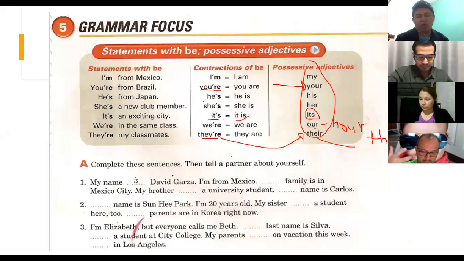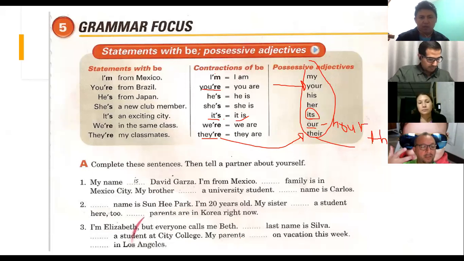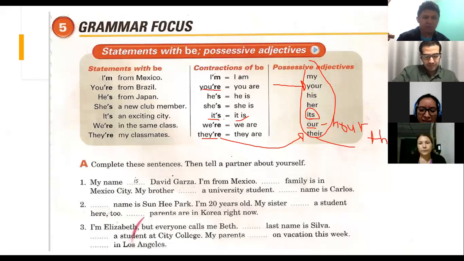All right, so everyone, welcome back. I'm going to be choosing a couple of you to help me with this. I'm going to be looking at my screen to get your names in here. So I'll be choosing a lady first. And if you allow me, it's going to be Mrs. Delia Umaña, please. Okay. Thank you. And go ahead, please. Okay, my name is David Garza. Continue, please.